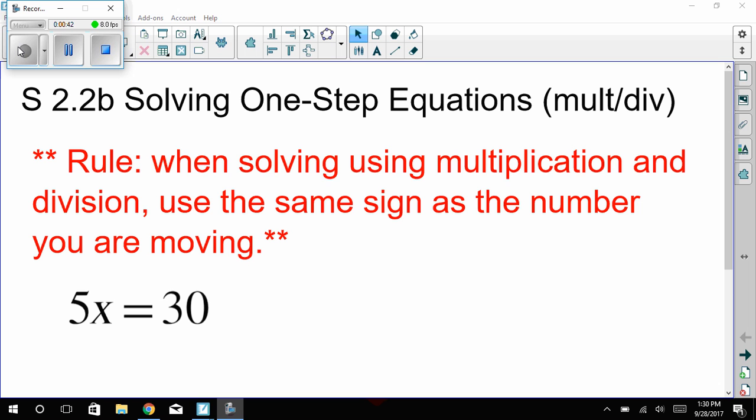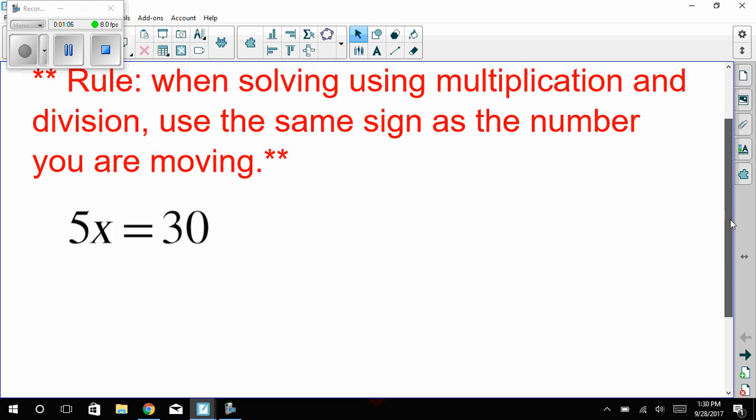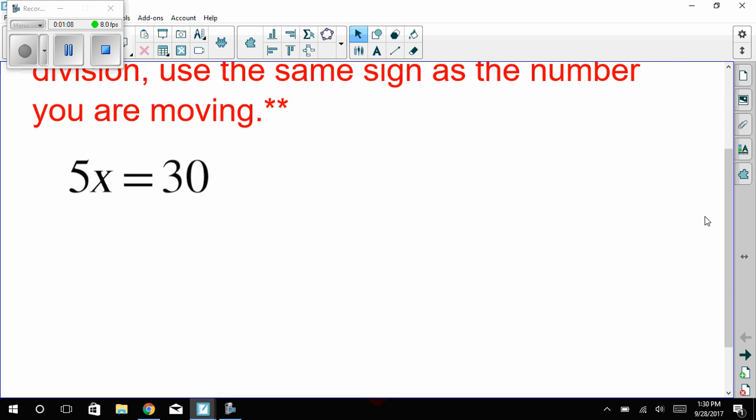When we're solving an equation with multiplication and division, we're going to use the same sign as the number we're moving. So in our first example here where we have 5x equals 30, when we go to move the 5, we're actually going to just divide by 5, not a negative 5. We're going to use the same number as before. First of all, remember that when a number is beside a variable, that is the operation of multiplication.